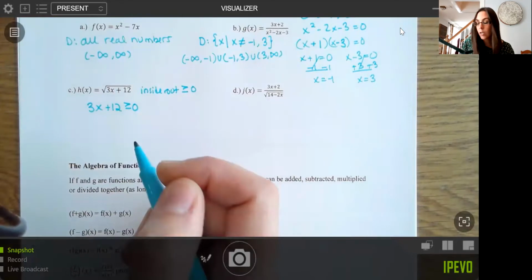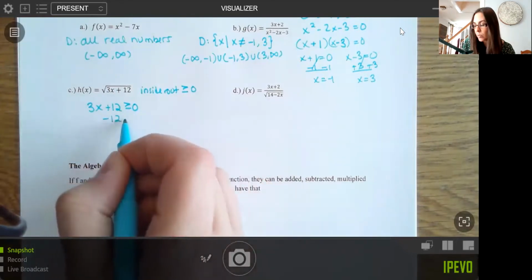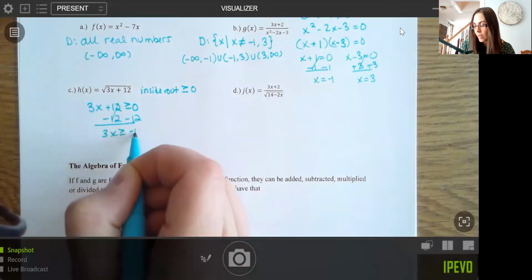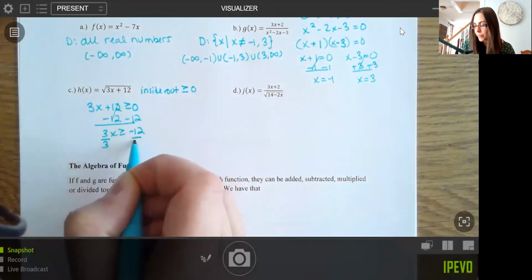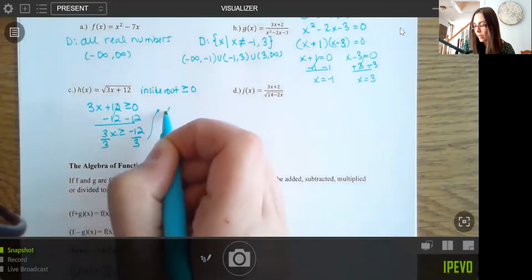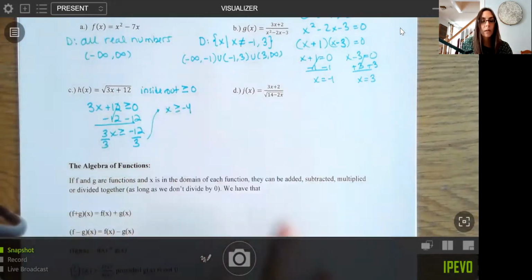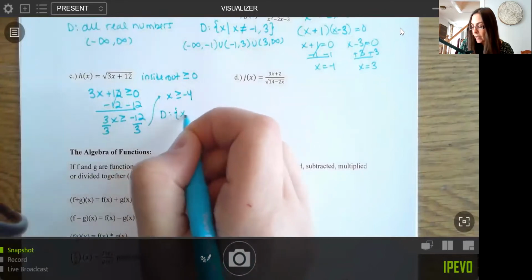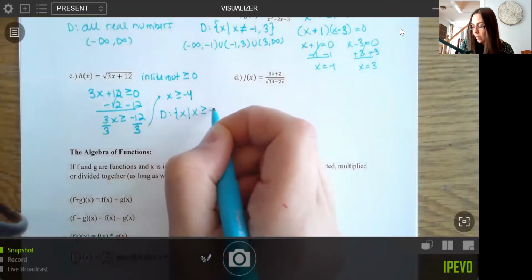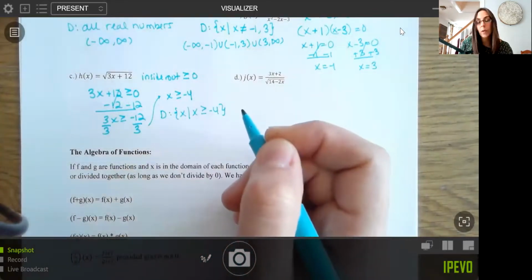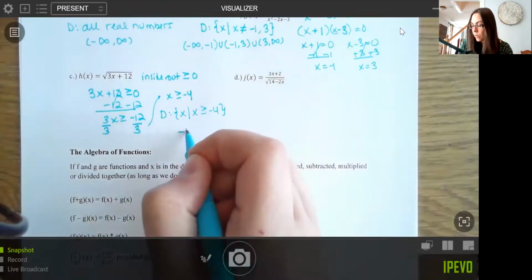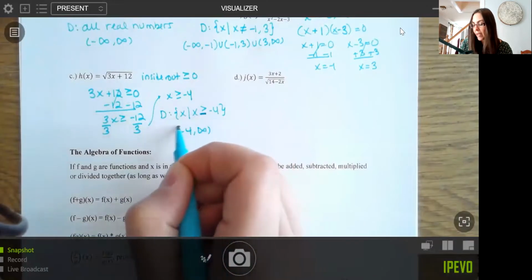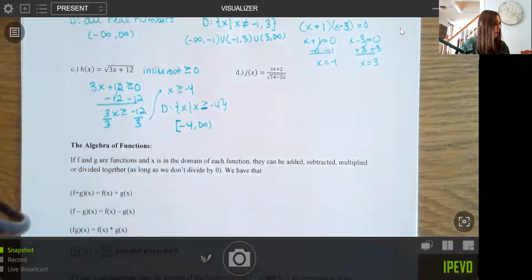This is a linear inequality. We've seen these before, so we can just subtract that 12 from both sides. And we can divide by 3. And we get x is greater than or equal to negative 4. So our domain here in set notation is all x such that x is greater than or equal to negative 4. Or in interval notation, we're going from -4 to infinity. But remember, because you have equality here, you're going to use a bracket instead on that -4.